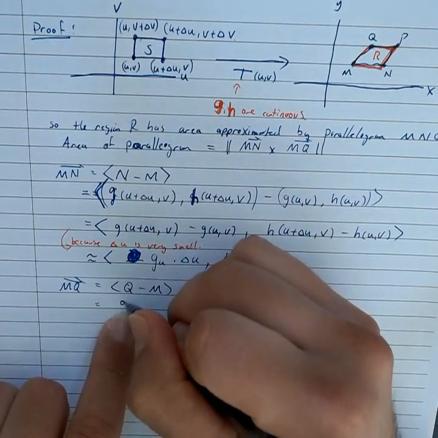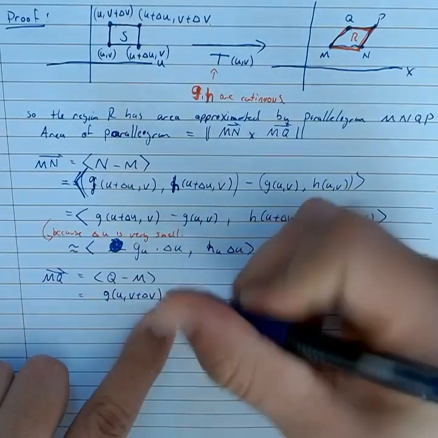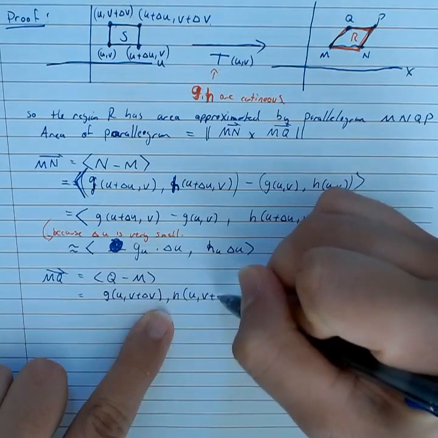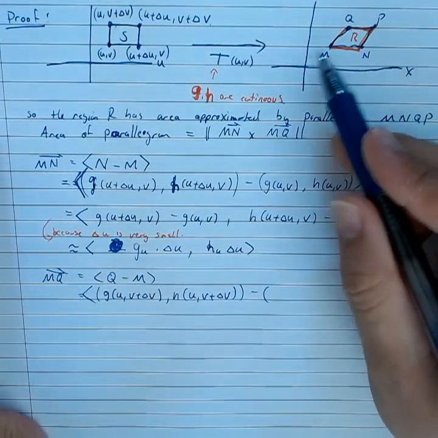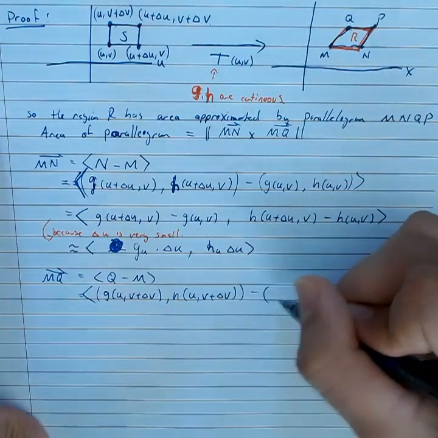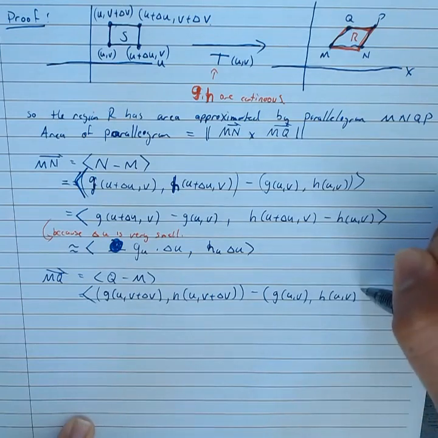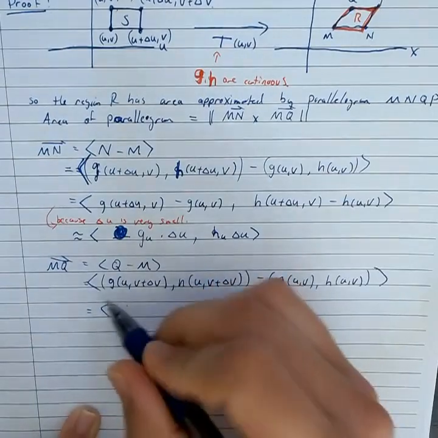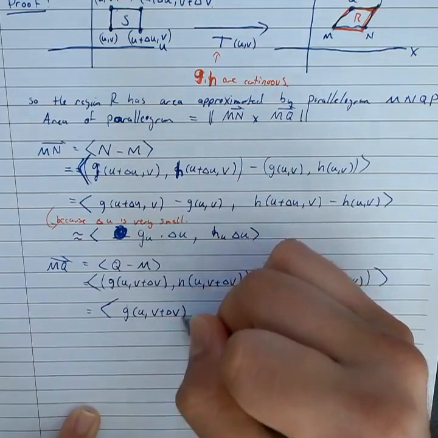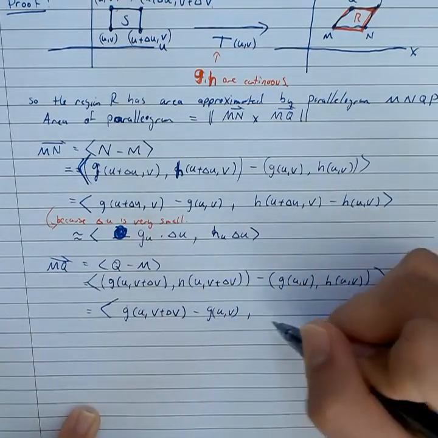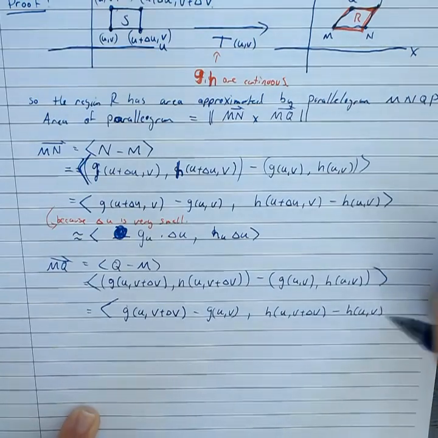So here that's going to be G of U comma V plus delta V, comma H of U comma V plus delta V, minus, and then over here we're going to take the initial point, which we saw already was G and H of U and V respectively, because it's the same M. So that's going to be G of U comma V, comma H of U comma V. And then to create our vector, we're going to subtract corresponding elements of our points, which will give us G of U comma V plus delta V minus G of U V, comma H of U comma V plus delta V minus H of U V, just like that.